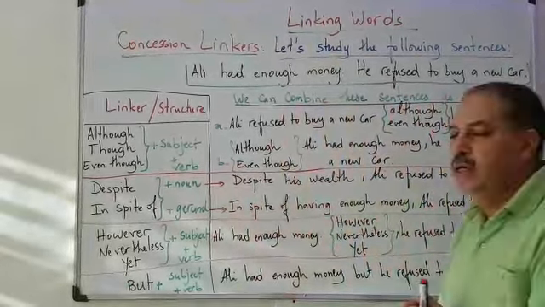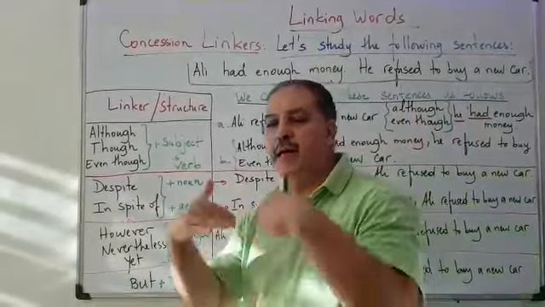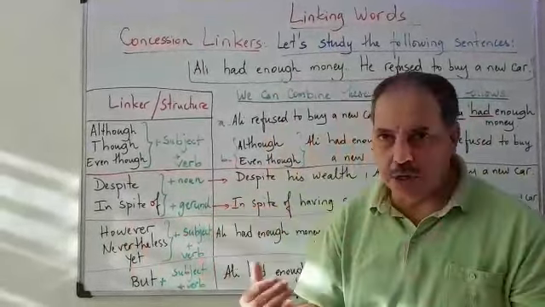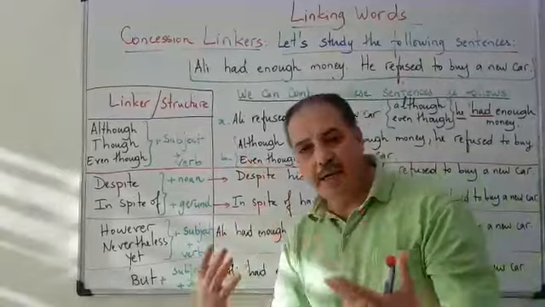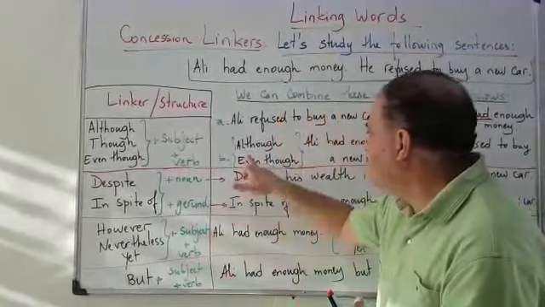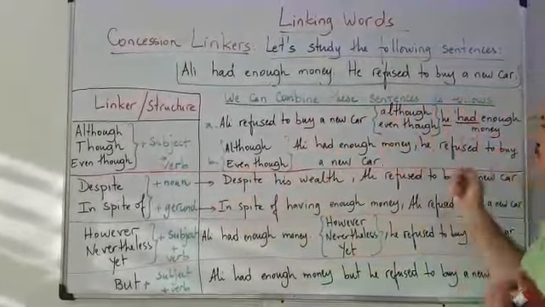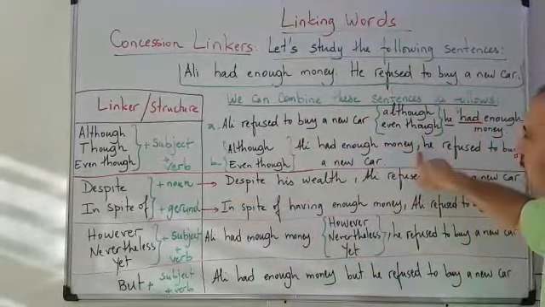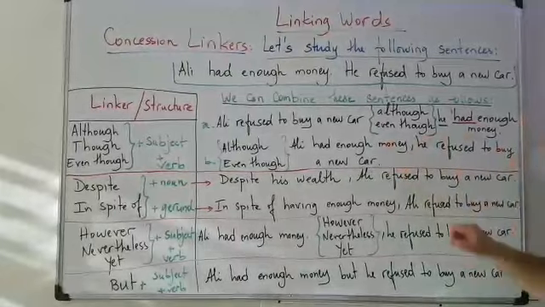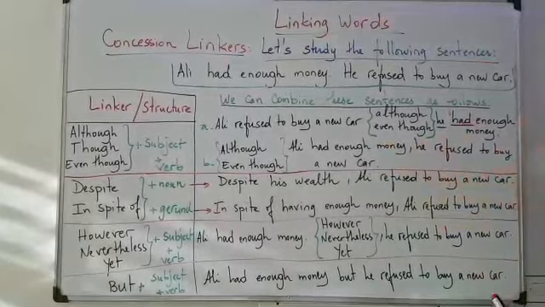أو عندي اختيار آخر. I have another choice. Meaning at the beginning of a sentence. So we say although or even though Ali had enough money, comma. Look at the use of comma. ردوا البال. كاينة فصيلة. He refused to buy a new car.